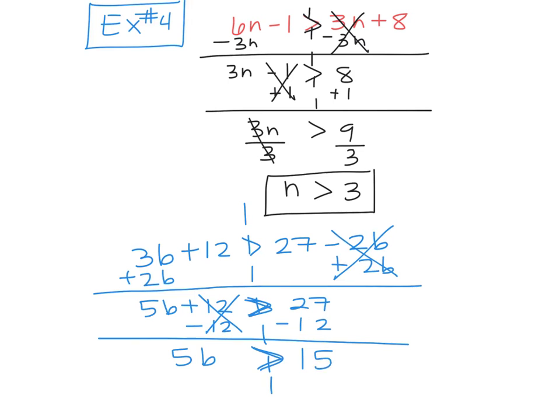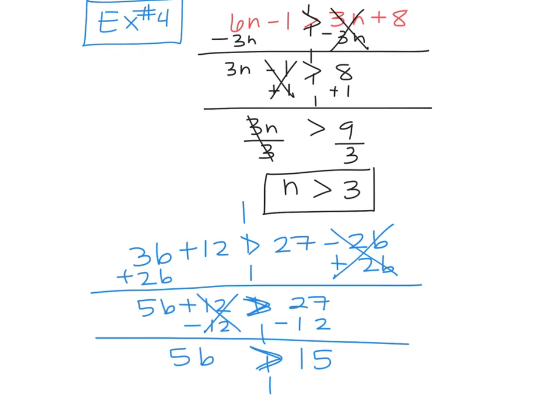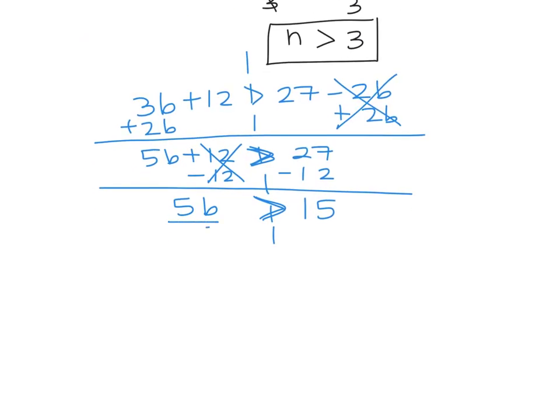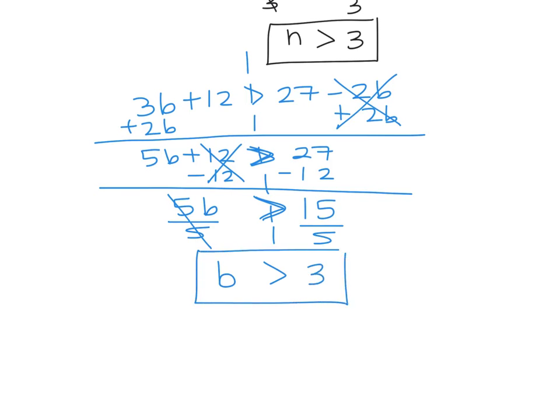Right. So now your last step, you're going to divide by that 5. Divide by 5. So this is gone. Do I flip my symbol? No. Dividing by a positive, you're not going to flip it. So b is greater than 3. Okay? Questions on that? Okay. So those should look very familiar to you, hopefully, right? Do they look familiar to you?